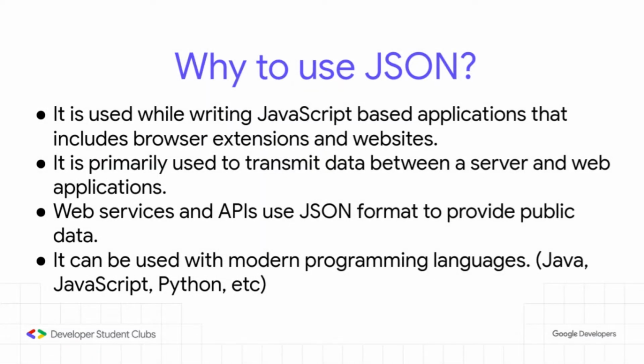So why use JSON? It is used while writing JavaScript-based applications, which include browser extensions and websites. It is primarily used to transmit data between a server and web applications, which could be a website or even an Android application. Web services and APIs use the JSON format to provide public data. There are various APIs which provide public data formatted in JSON. It can be used with modern programming languages like Java, JavaScript, Python and others. So there is no problem with the programming language barrier.